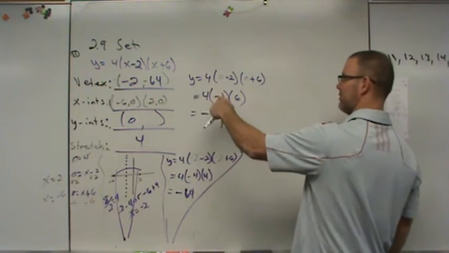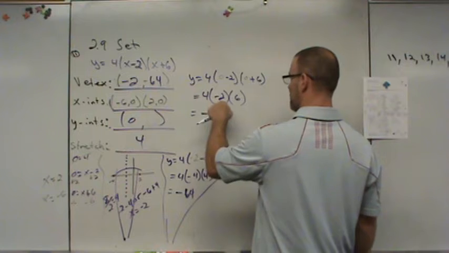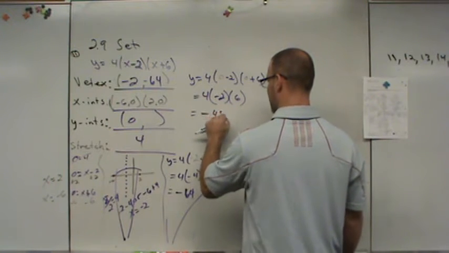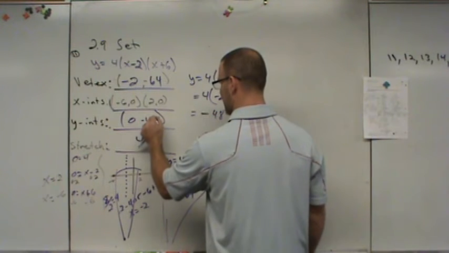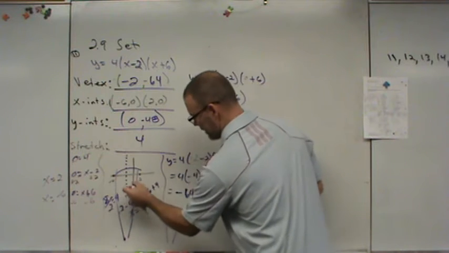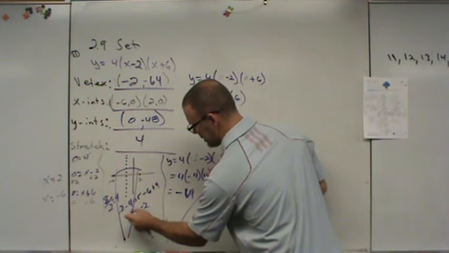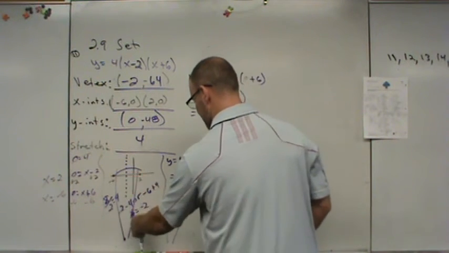Positive times negative is negative. Negative times positive is negative. 4 times 2 is 8. 8 times 6 is 48. So 0 and negative 48, which tells me that my y-intercept is going to be down here somewhere, 0 and negative 48.